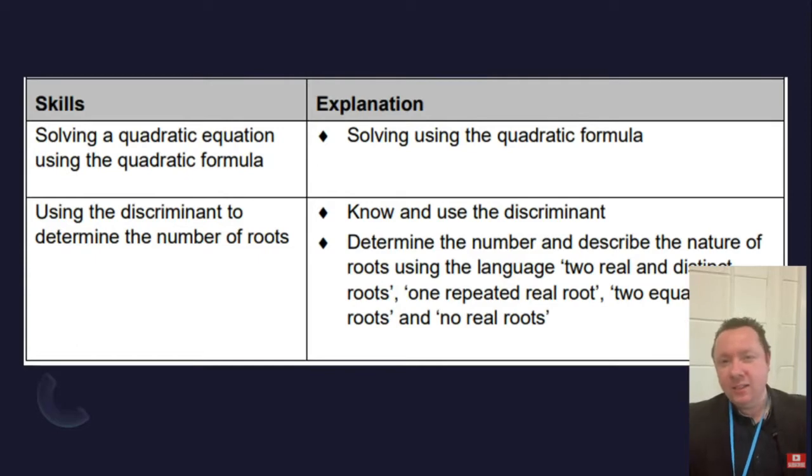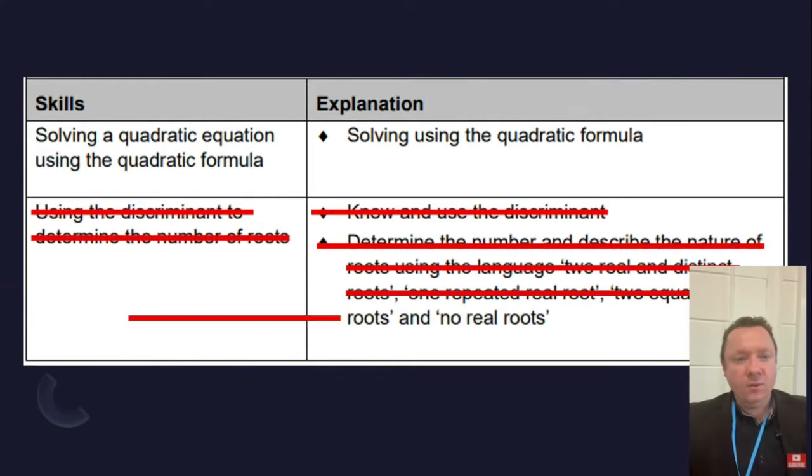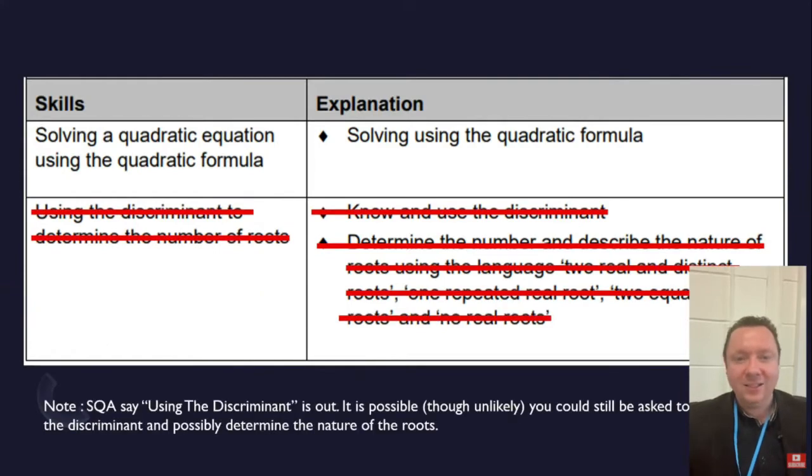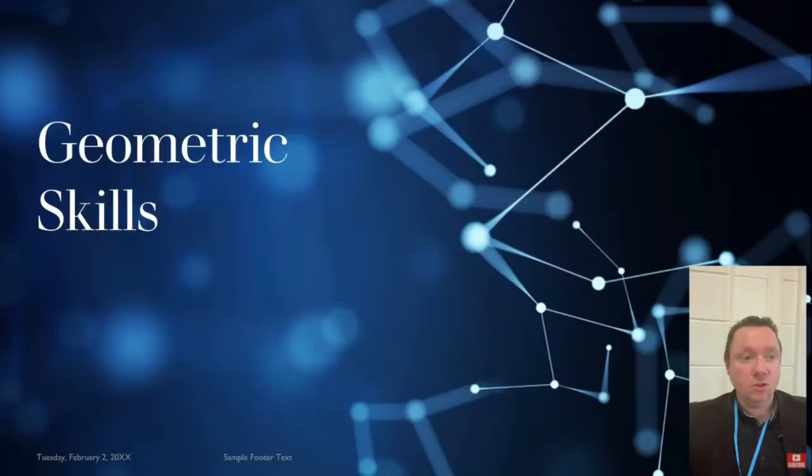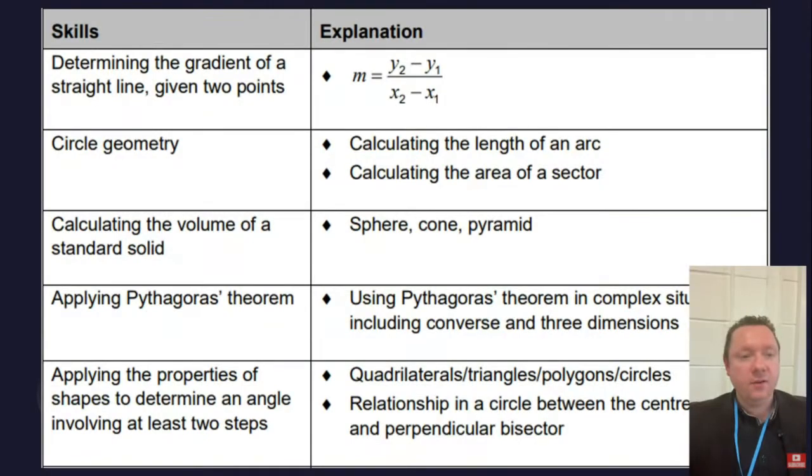But I would say, err on the side of caution. If I've said using discriminants is out, chances are I won't ask about the discriminant. So I would be happy enough to cross that one out with the caveat that this is what the SQA say. Moving on. Geometric skills. So, determining a gradient of a straight line given 2 points, circle geometry.